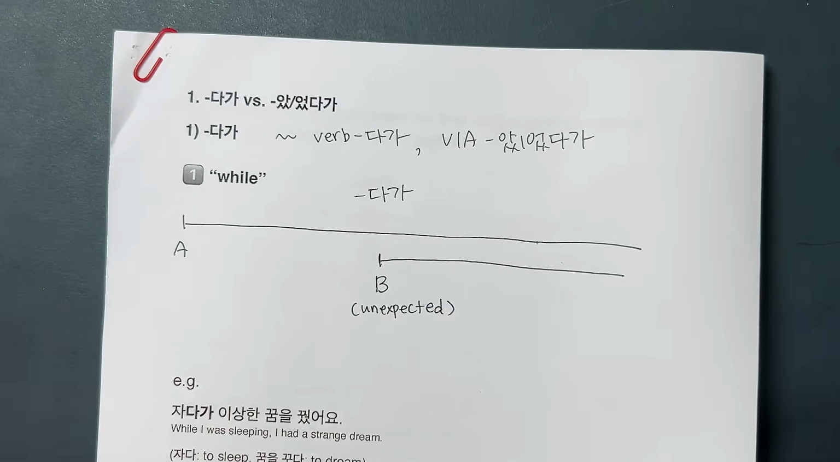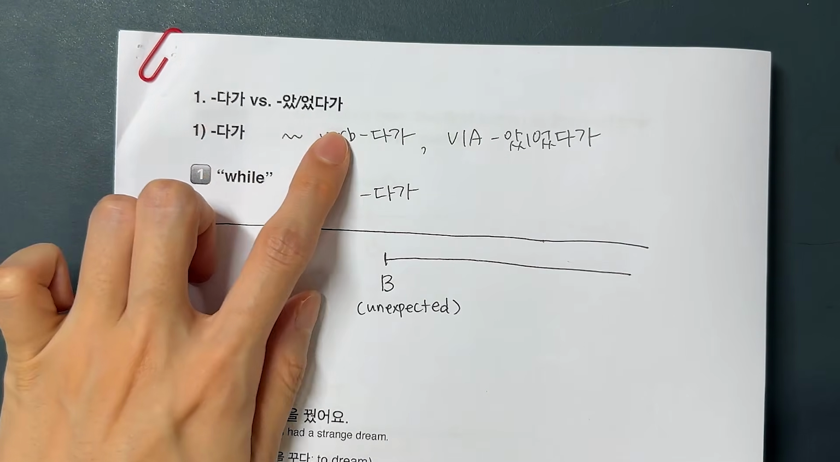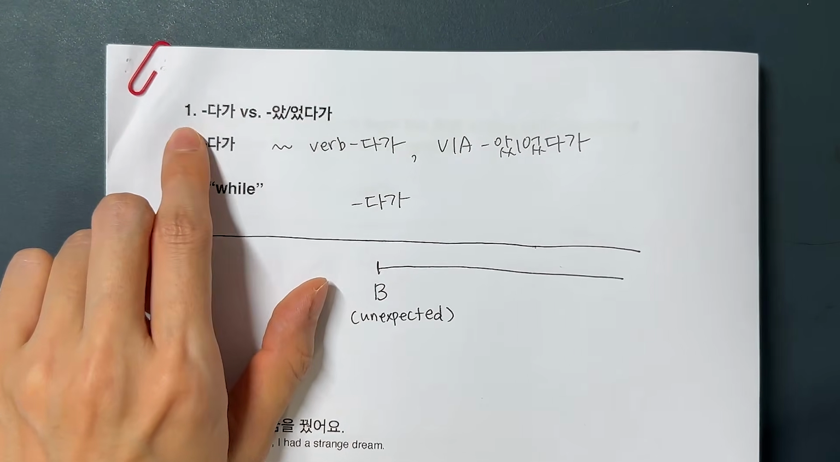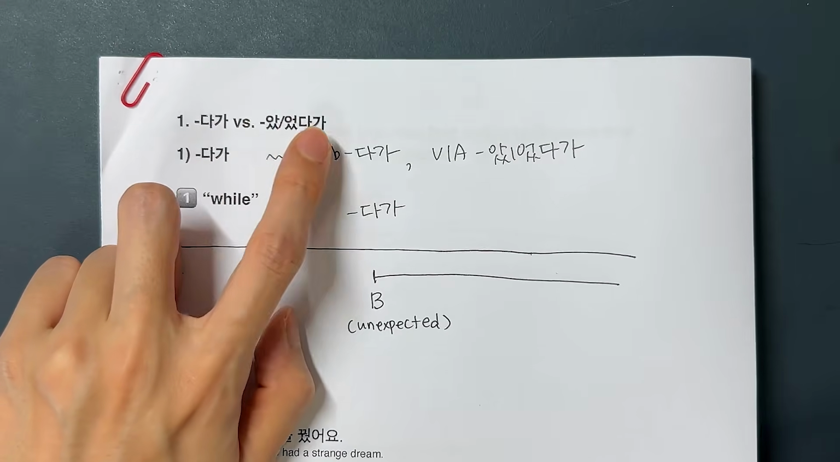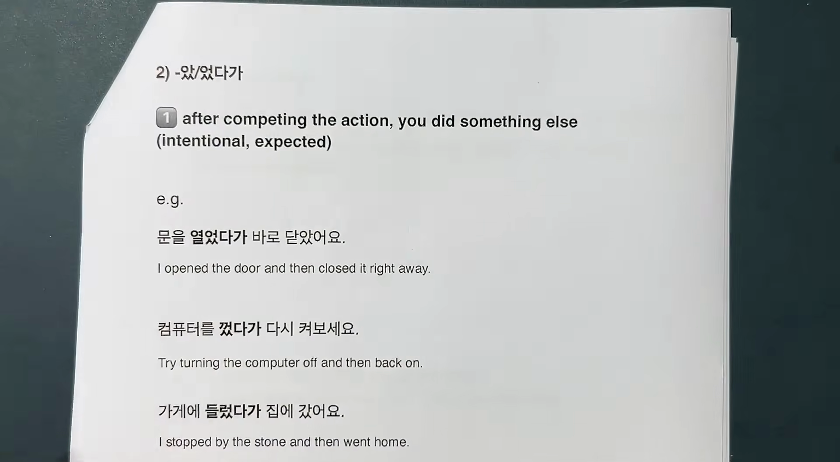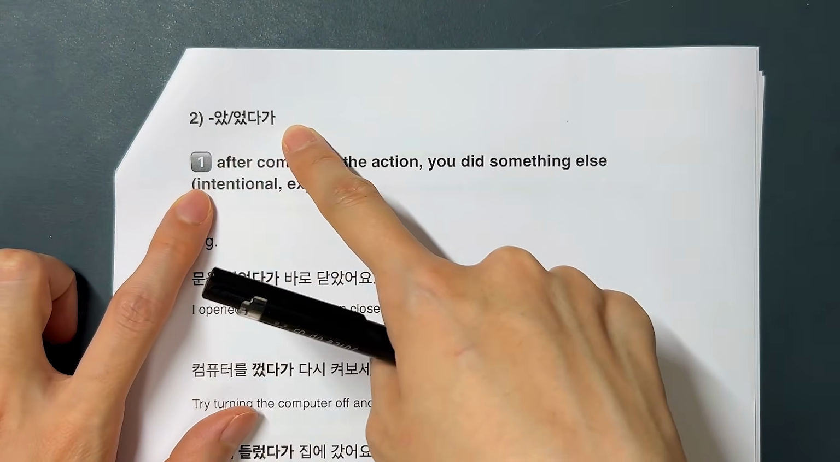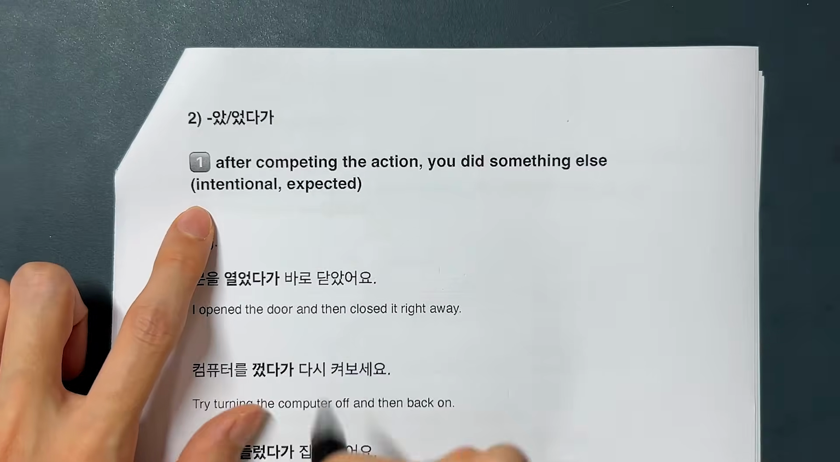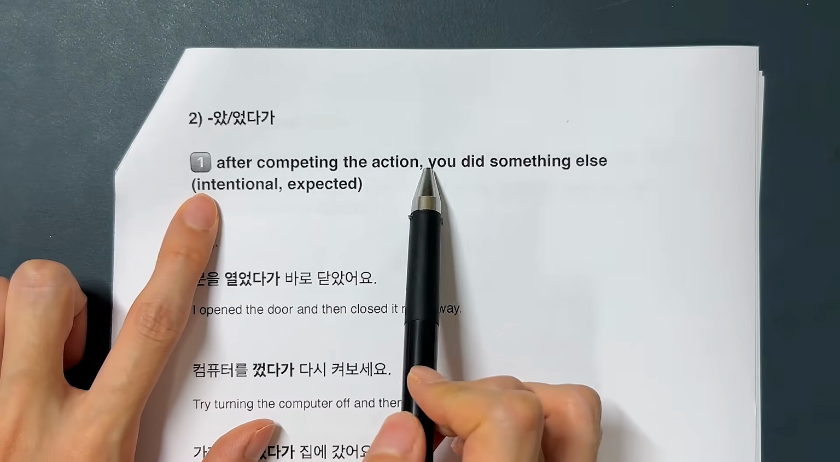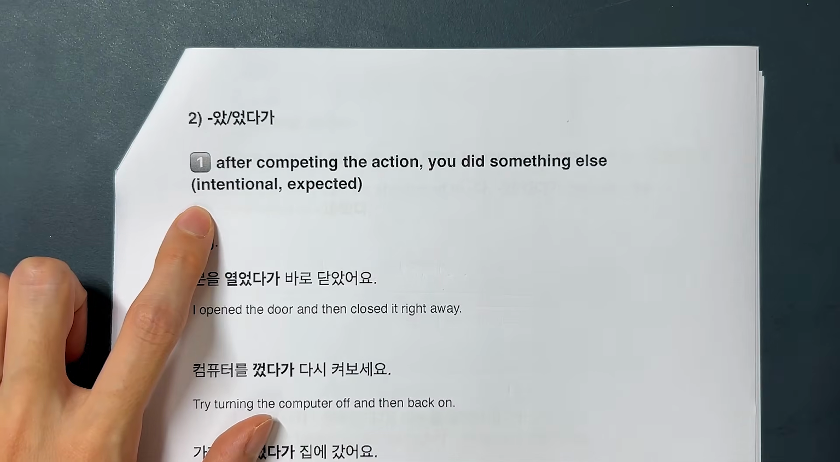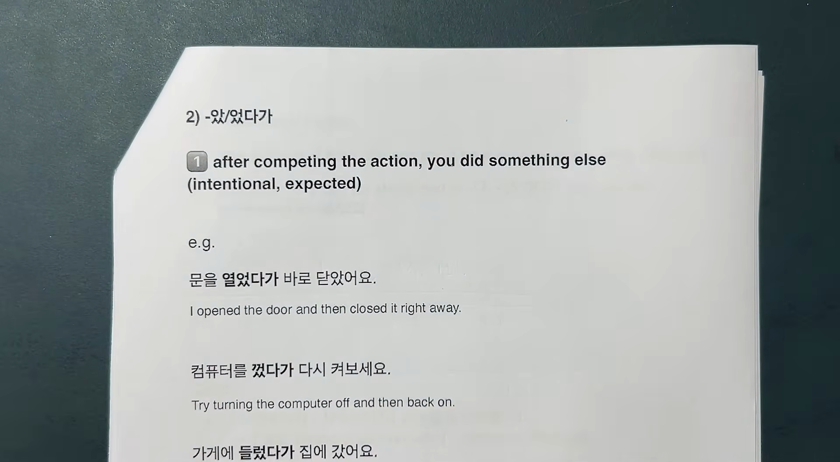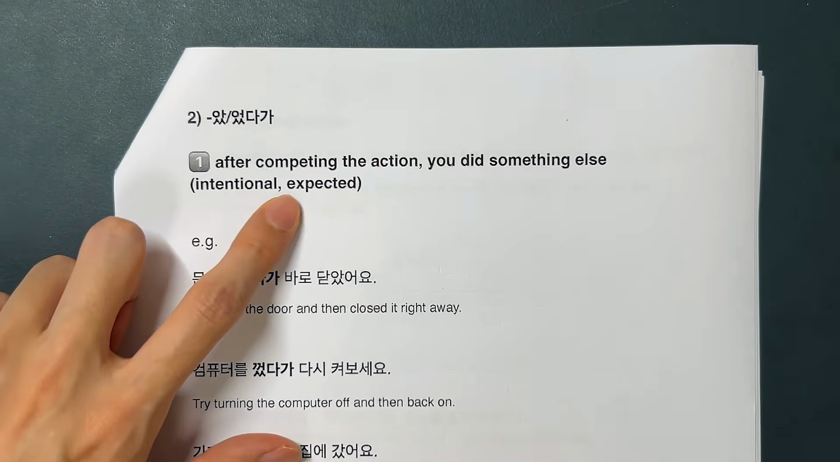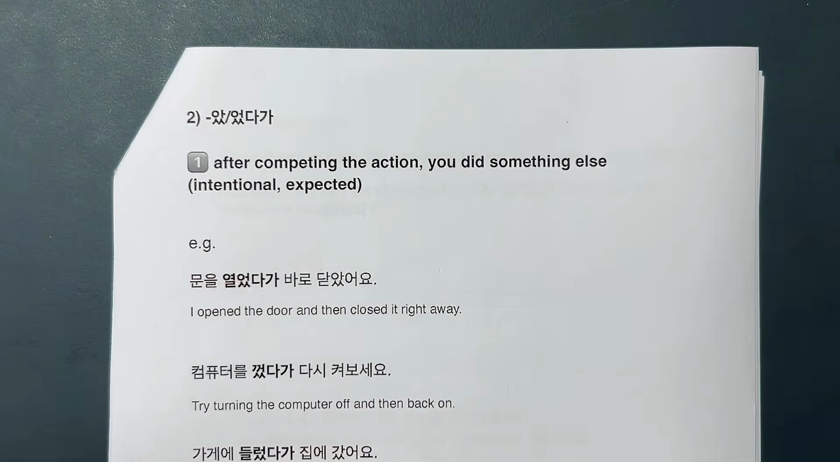And now moving on to 았/었다가. So as I mentioned in the beginning, although 다가 and 았/었다가 both contain 다가, they express different things. So let's learn in more detail. Since 았/었다가 uses the past tense, it actually makes sense that it's used when one action is completed and then you move on to another action. And in this case, the two actions have to be something intentional, like you expected it to happen.